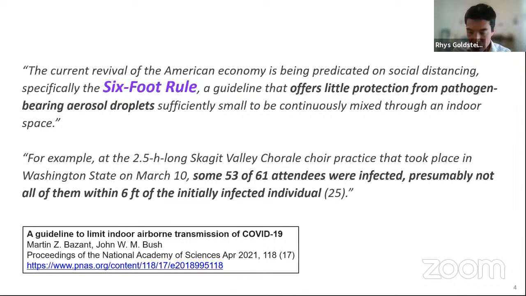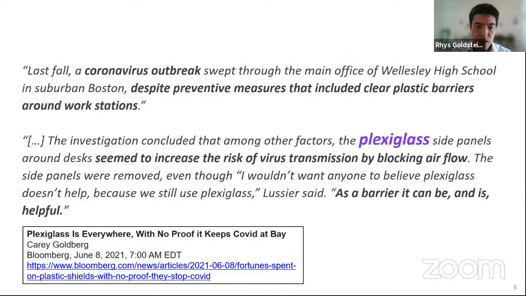So, okay, how about plexiglass? Well, there was actually an office at a high school near Boston where they did put plexiglass around every desk. But again, the coronavirus just swept through. And later they puffed smoke into the room to see what was going on. And they came to the conclusion that the plexiglass may have actually increased the risk by impeding airflow.